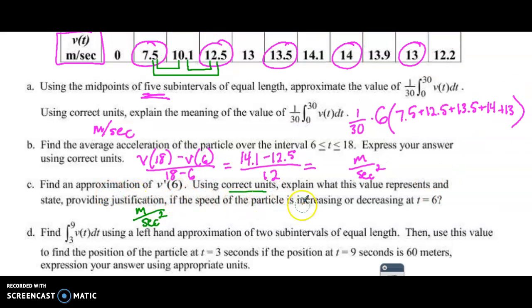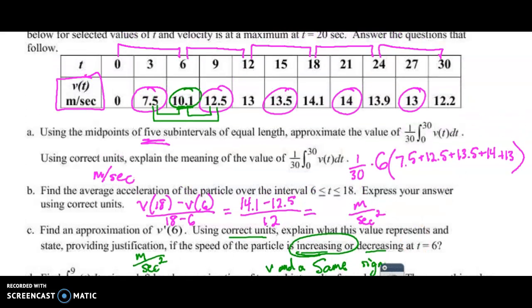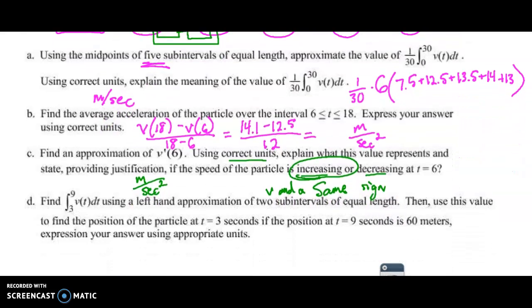So is the speed increasing or decreasing? Remember, we're going through all of our processes. Because velocity is positive here, and it looks like we're increasing throughout no matter what, acceleration will also be positive. Then, because V and A are the same sign, the speed is increasing. No matter what values you use, we are increasing throughout that interval.